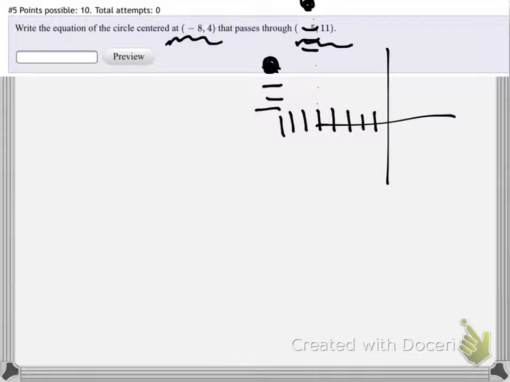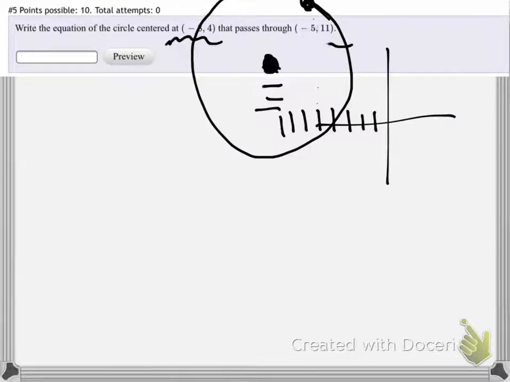And so, let's see here. If that's the center, and this is another one that we hit, I guess we could draw the rough draft of the picture sort of like that. And we'd be like, well, I've got the center at -8, 4, and then -5, 11 is the rest of the picture, or the other dot that's on the circle.